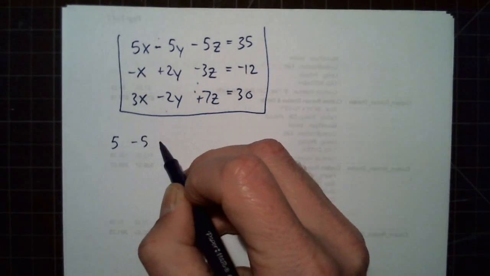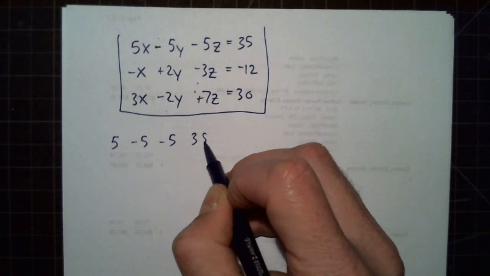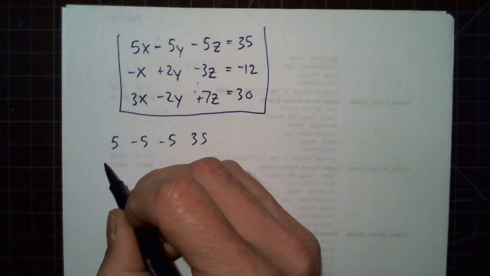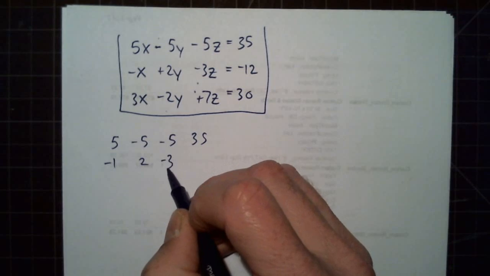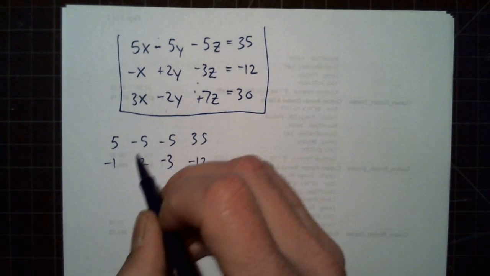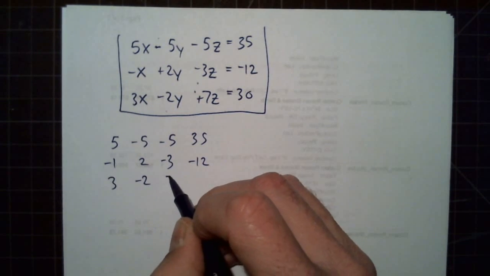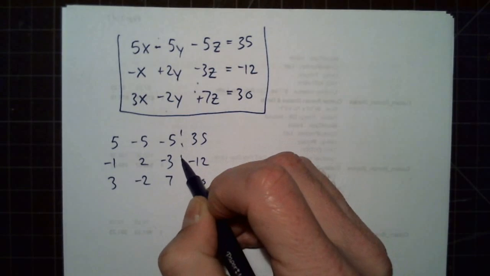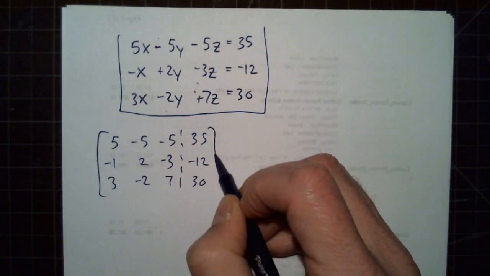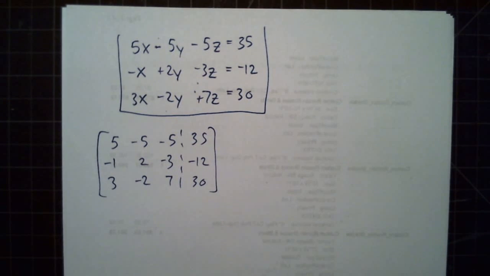5, negative 5, negative 5, 35. Negative 1, 2, negative 3, negative 12. 3, negative 2, 7, 30. And I'll double check, make sure I wrote it correctly so that we don't waste time.